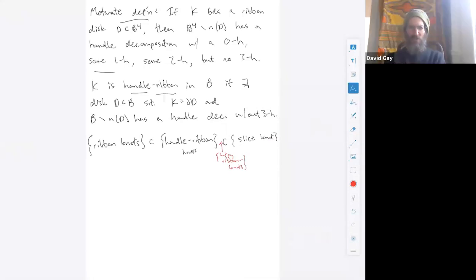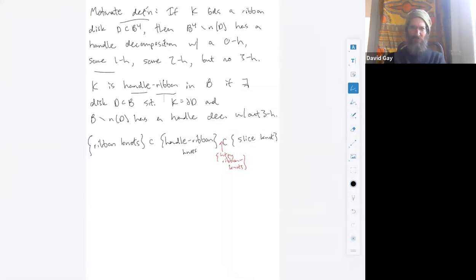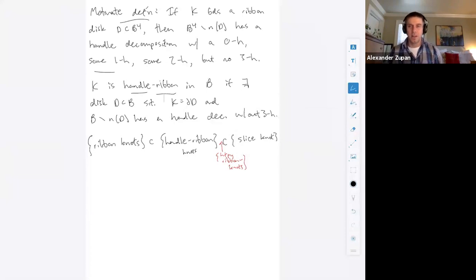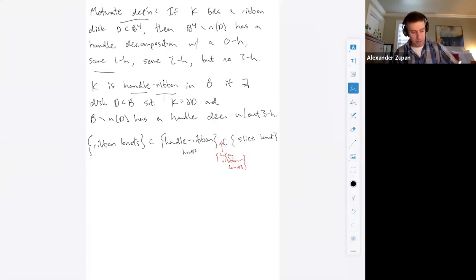And so when you don't mention the homotopy 4-ball B, then handle ribbon means in some homotopy 4-ball, right? Yes. I could say this is all happening in B4, or I could put in any arbitrary homotopy 4-ball B. And none of these containments are known to be equalities. It's all open. There is potentially a difference between B4 and a homotopy 4-ball. B4 equals B is the smooth 4-dimensional Poincaré conjecture. Okay, so that's a handle ribbon knot.